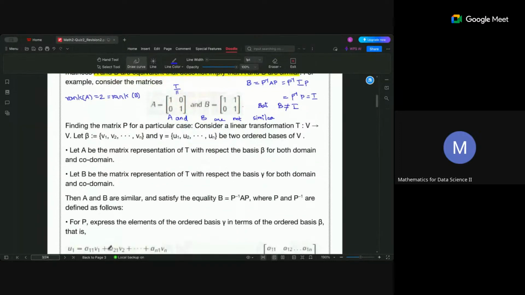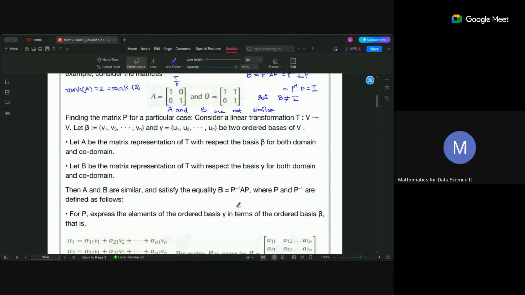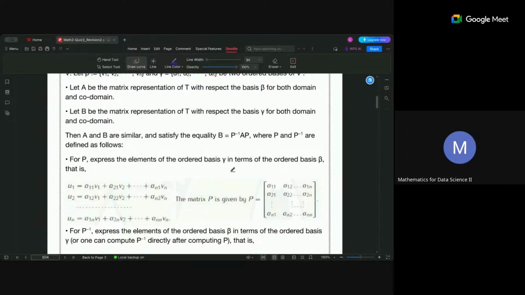So A and B are similar. In that case, you see that A and B are similar and it satisfies this relation. Again, here for P, you have to express the ordered basis gamma in terms of beta. So once you have P, you can easily find P inverse.